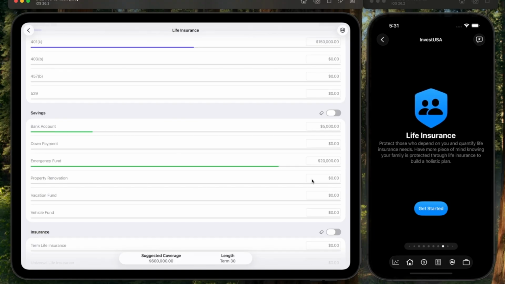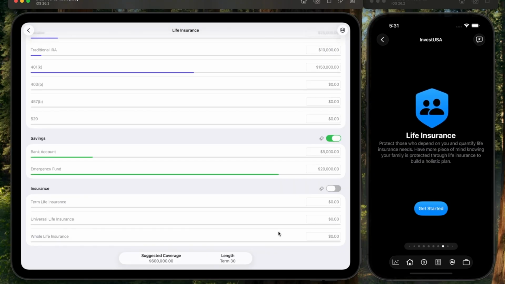Going into your savings, currently there's $5,000 in your bank account and $20,000 in an emergency fund. And then at this point, you're going to want to put in all your current life insurance policies if you own them. Maybe you have a whole life policy worth $100,000 that you bought a long time ago.